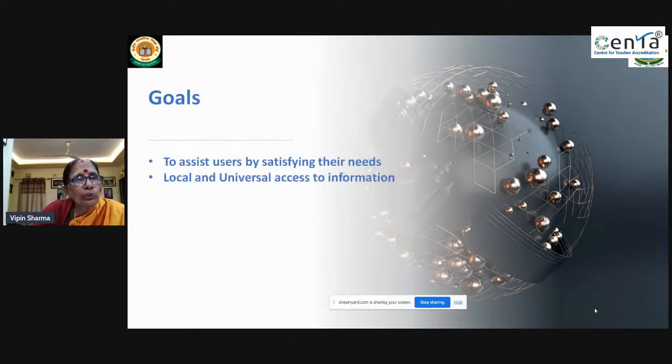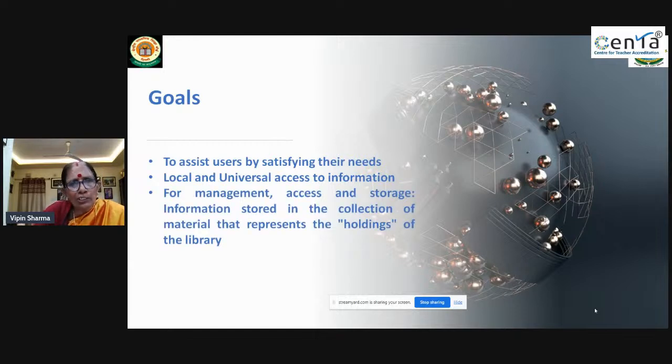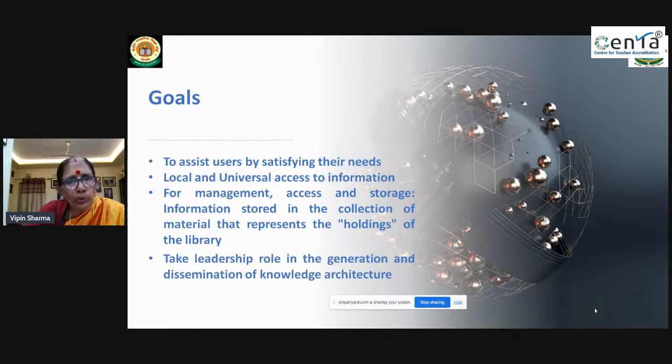What is the goal? The goal of the library is to assist users by satisfying their needs: local and universal access to information, management, access and storage of information, the collection of material that represents the holdings, and taking a leadership role in the generation and dissemination of knowledge. And who can do it? The teachers.